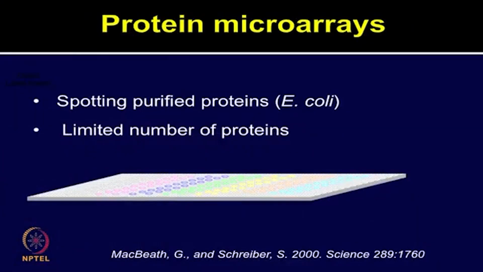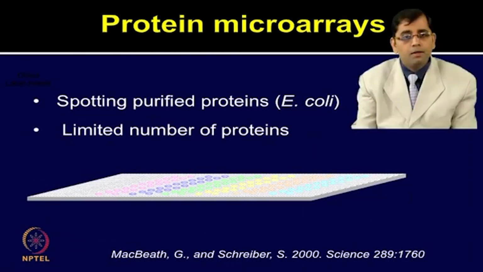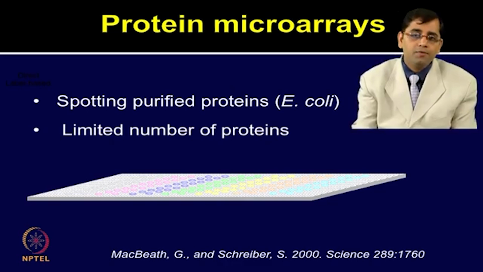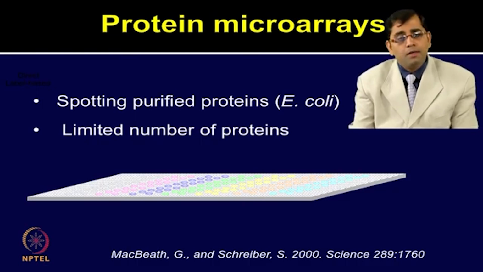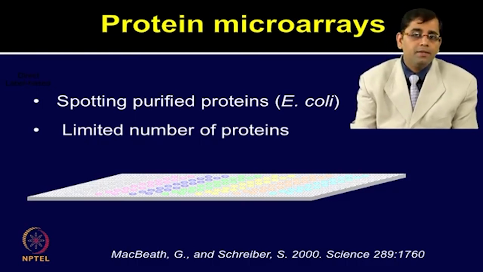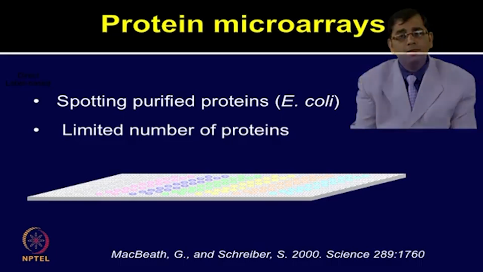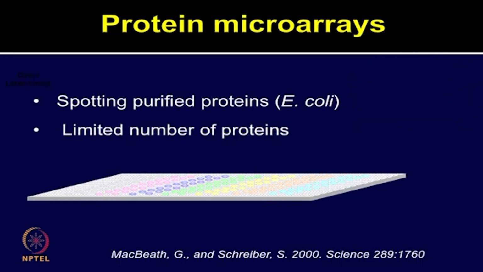However, theoretically, this concept was demonstrated in 2000. The E. coli purified proteins were spotted on the chip surface, but very few proteins could be printed. The success of this study motivated other scientists to start duplicating the protein microarray's success.